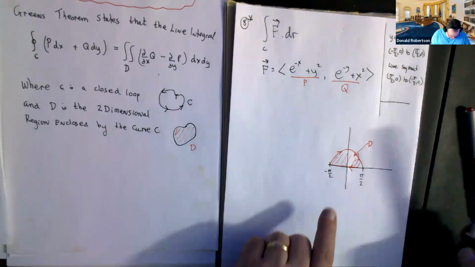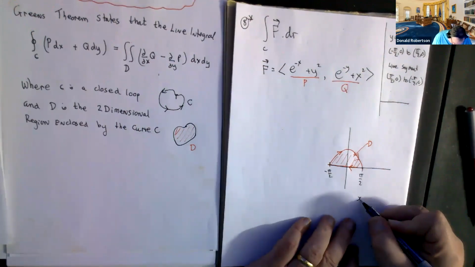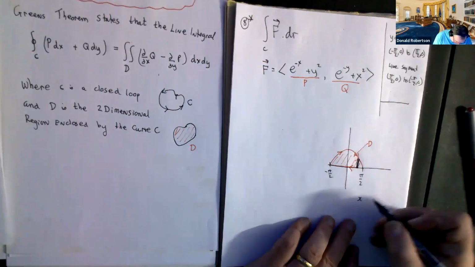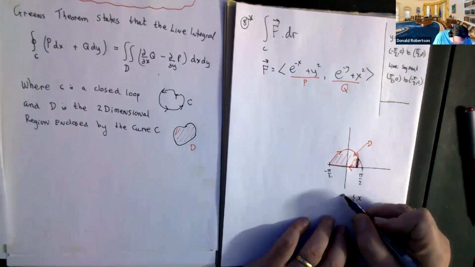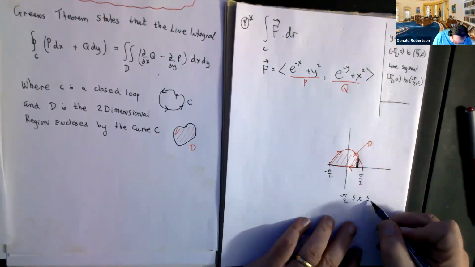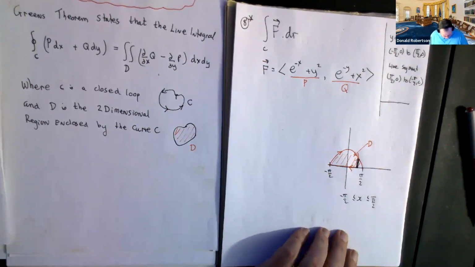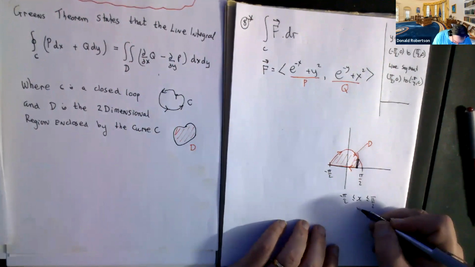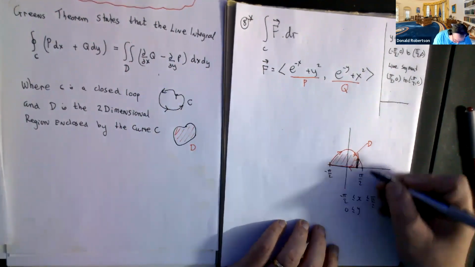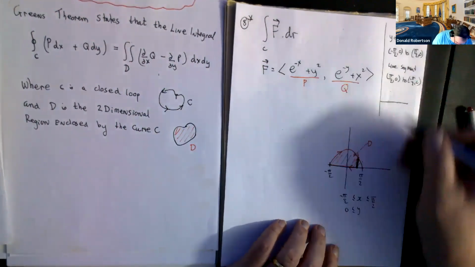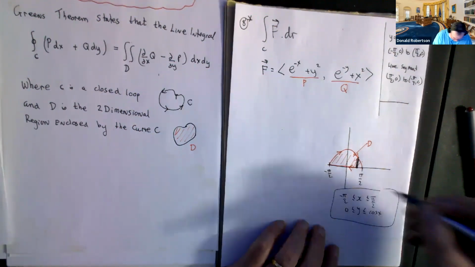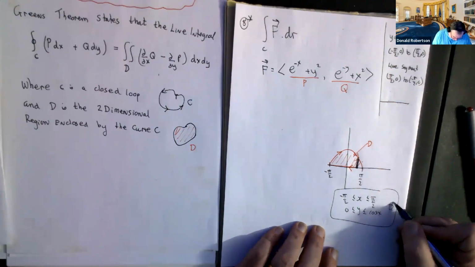Now I want to set up its limits of integration. So if we take a random vertical rectangle, x was going to go from -pi/2 to pi/2. And that guy is 0. And that guy is cosine of x. Okay, so there's our limits of integration. That's our region D.